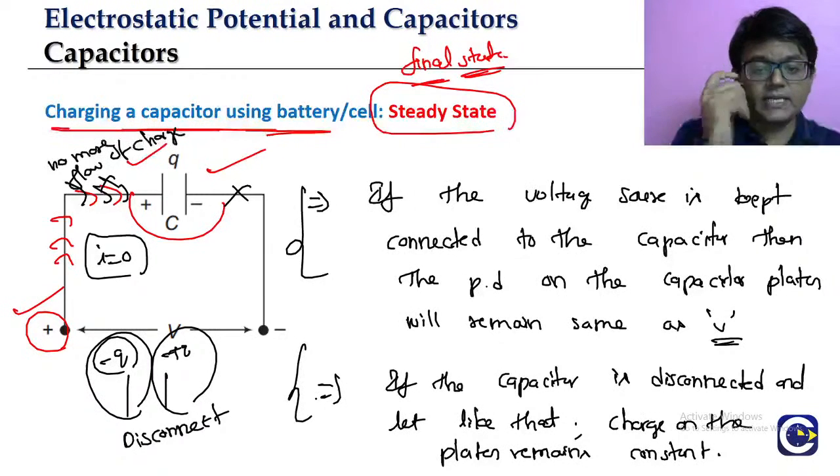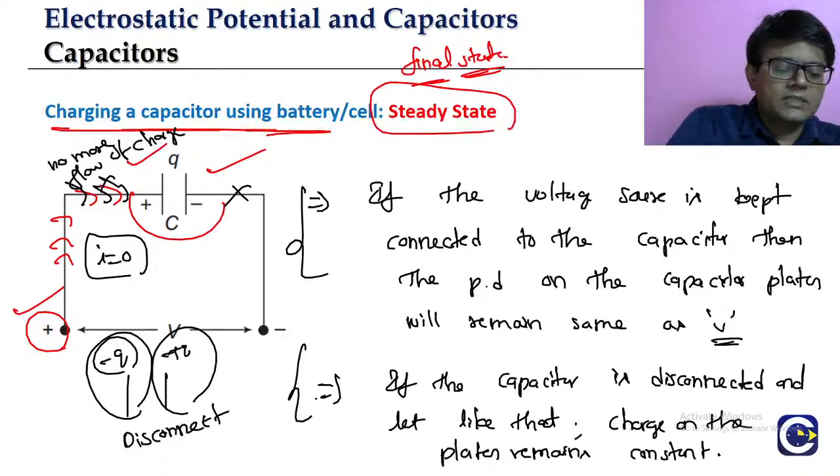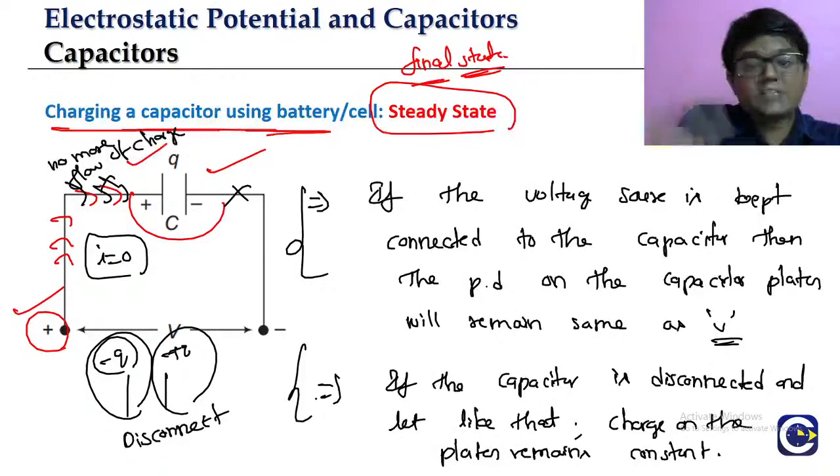Okay, so another point is what? If you keep the capacitor connected to the battery, what is going to happen? The potential difference across the capacitor plates will remain the same, which is equal to the voltage of the source. Okay? Otherwise, what is the other way? Once it is charged, we can disconnect it. If you don't attach anything to it, the charge and the capacitance will stay, it will remain constant. Okay? So this is about the charging of the capacitor and what we can do after the charging.